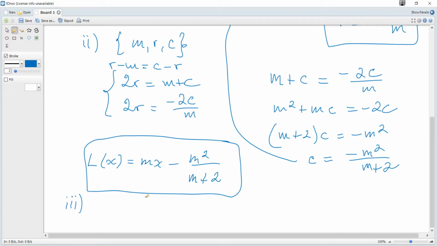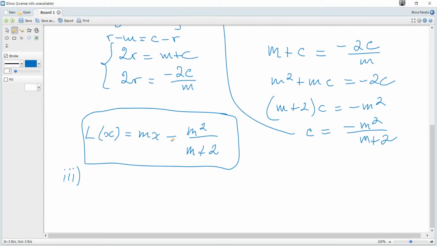Next, state any further restrictions on the value of m, 1 mark. We can see that m plus 2 can be equal to 0, so that when m is negative 2, division by 0 arises here, which is impossible, so we should say that m cannot be equal to negative 2, so negative 2 should be excluded. Also, we can see that m cannot be 0, but that's already given.